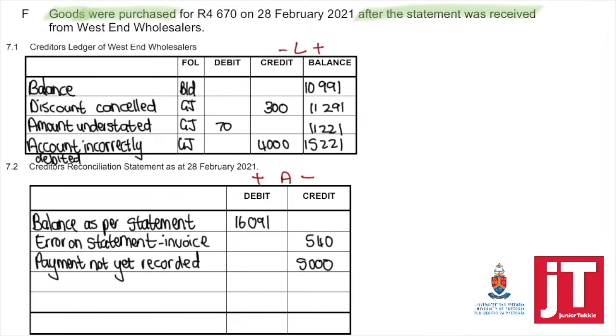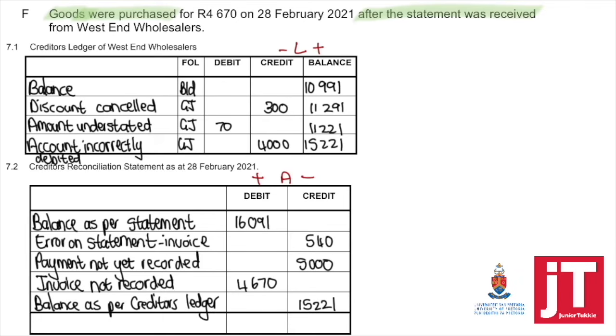The last transaction, goods were purchased for 4,670 on 28 February 2021 after the statement was received from West End Wholesalers. It means it appears in our books. It does not appear in the creditors reconciliation statement. And goods were purchased. It means that we owe them more money. So they will need to debit our account with invoice not recorded, 4,670.